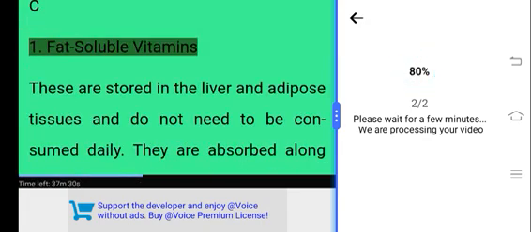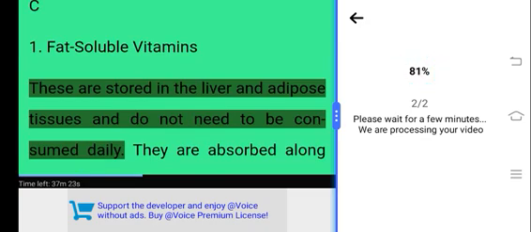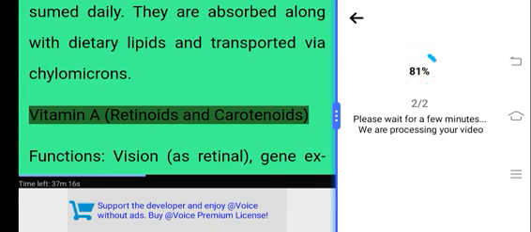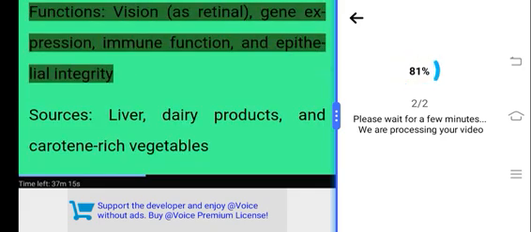1. Fat-soluble vitamins. These are stored in the liver and adipose tissues and do not need to be consumed daily. They are absorbed along with dietary lipids and transported via chylomicrons. Vitamin A, retinoids, and carotenoids. Functions: vision as retinal, gene expression, immune function, and epithelial integrity.